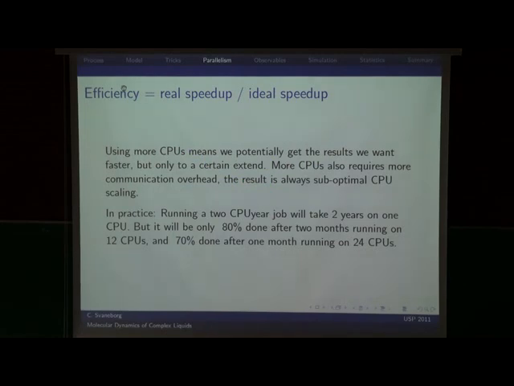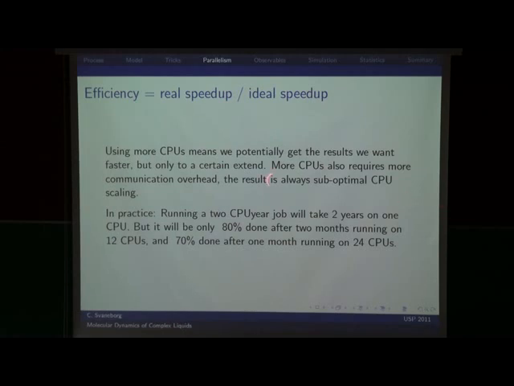Right, so the lesson is, if you want to apply many CPUs, use big simulations, because a small simulation is not going to give you much in terms of speed up. So if you have more CPUs available, potentially you get the results faster, but not always, because it always requires more communication overhead. And this also means that when you buy computers, one thing is how fast is the computer, but another very important thing is how fast is the network, because this is what determines how fast the computers can communicate with each other.